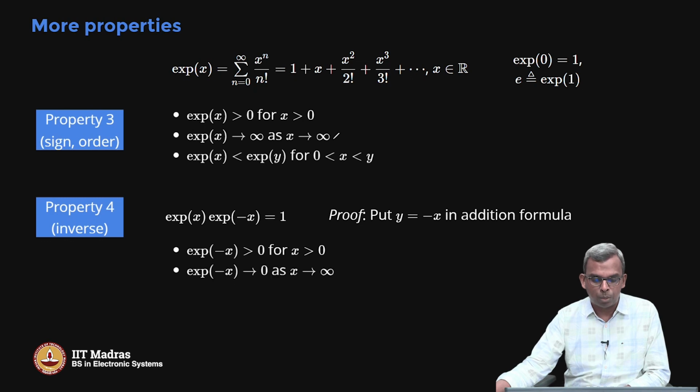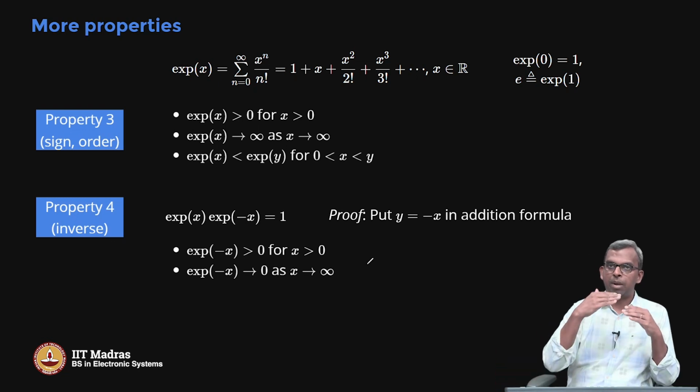So, same thing you can push here. Exp of minus x will tend to 0 as x tends to infinity, right? What is exp of minus x? It is 1 by exp of x. As x tends to infinity, exp of x tends to infinity, so 1 by that will tend to 0. Okay, so exp of minus x tends to 0 as x tends to infinity. This is the other very nice property.